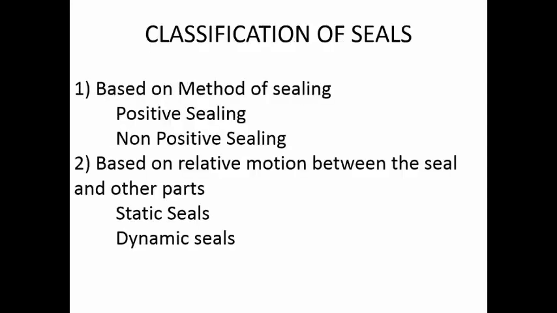So how are the seals classified? Seals are classified in different ways. The first method is based on the method of sealing. The first one is positive sealing, the other one is non-positive sealing. Positive sealing means it is not going to allow the flow of fluid from one side to the other side. Non-positive sealing means it will allow some amount of internal leakage.